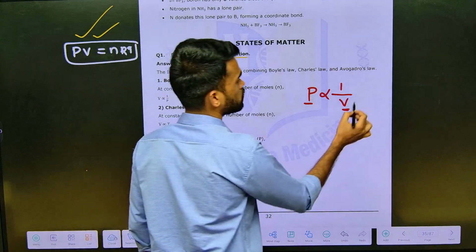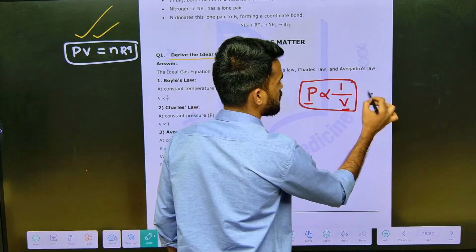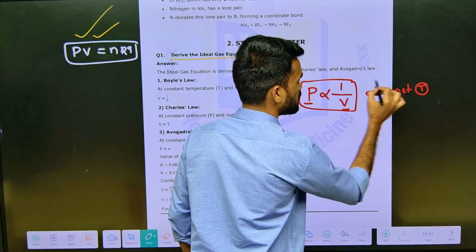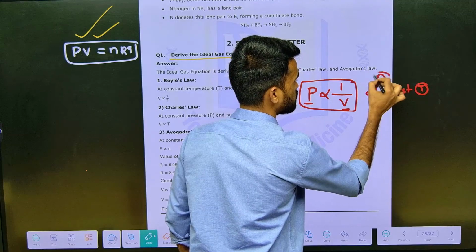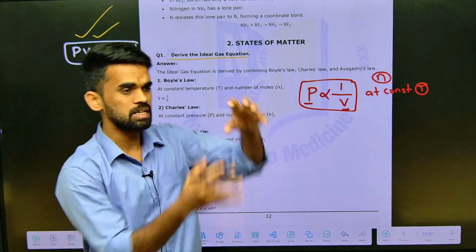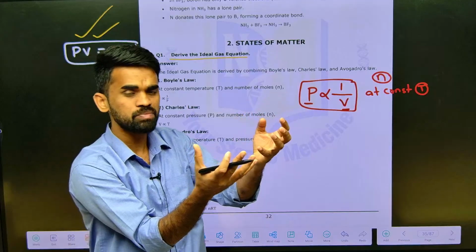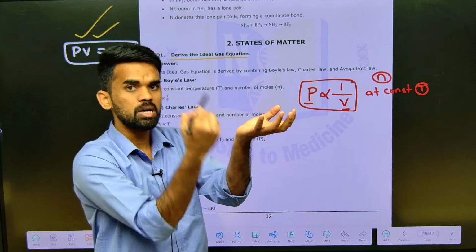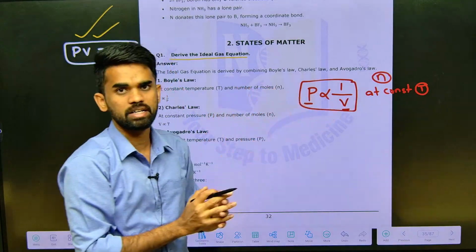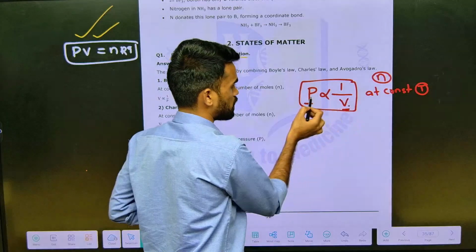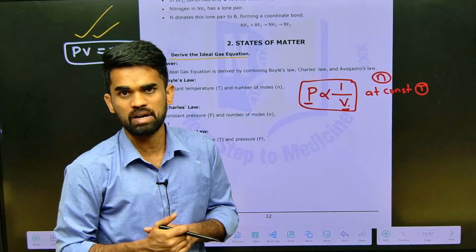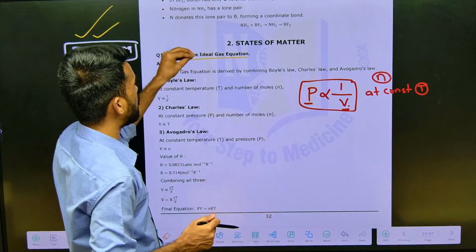Now this is valid at constant temperature, for a given amount of substance, which means the number of moles is also constant. For a given amount of substance that we have taken in a container, at that particular temperature, the pressure exerted by that gas is inversely proportional to the volume of that container. So greater volume, lower the pressure; lower the volume, greater the pressure. We see this in our daily life also. So this is about Boyle's law.